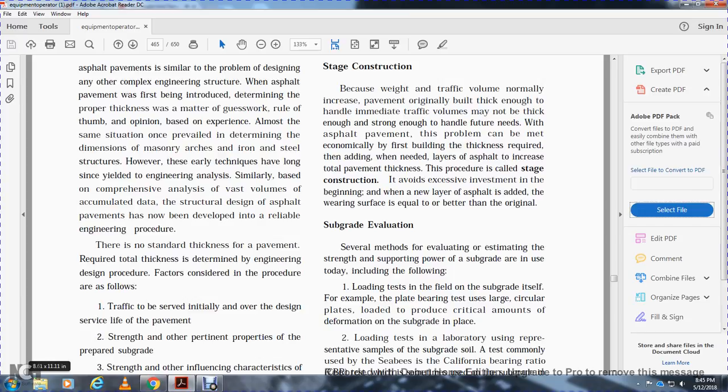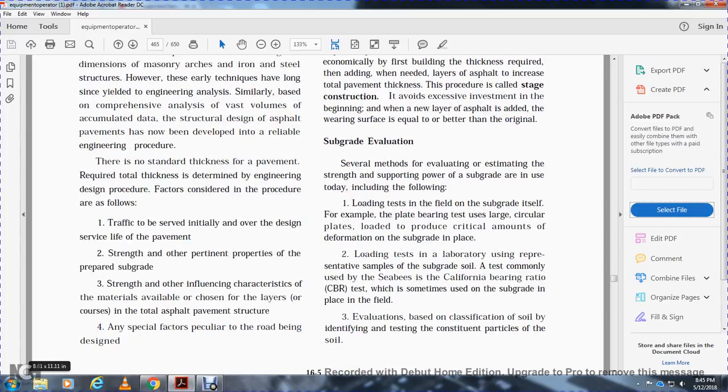There is no standard thickness for the pavement. The required total thickness is determined by the engineering design procedure, with factors as follows. The traffic to be served initially and over the design and surface life of the pavement. The strength and other properties of the prepared subgrade, and the strength and other influencing characteristics of the materials available for choosing the layers or courses of the total asphalt pavement structure. Any special factors, particularly with the road being designed.